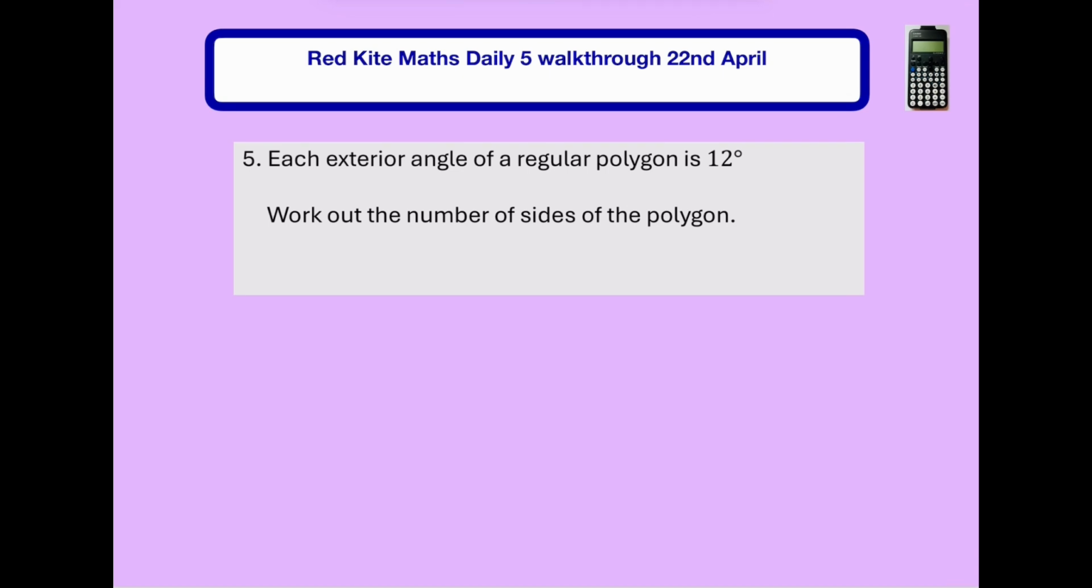Each exterior angle of a regular polygon is 12 degrees. Work out the number of sides of the polygon. So we use our formula, 360 divided by the exterior angle. We can do that on our calculator, and that will give us 30, which means the total number of sides is 30. That would be a very strange shaped polygon.